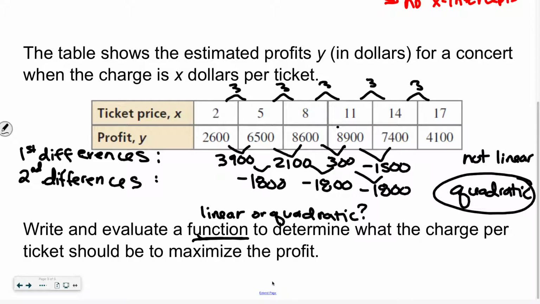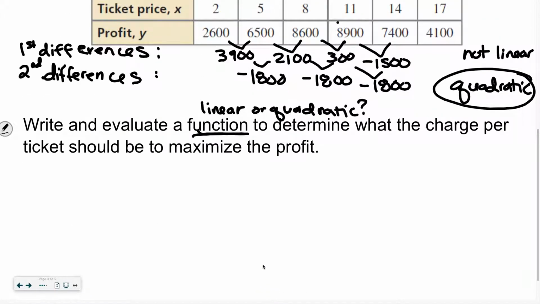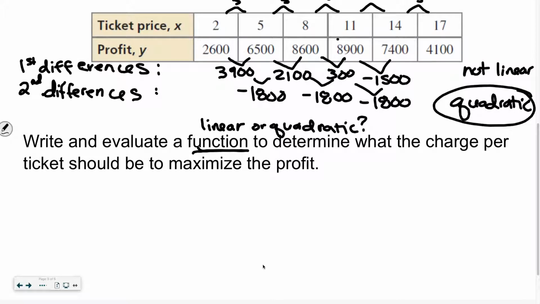Okay, so that means we're at this place where we have 3 points. Well, we have a lot more than 3. But we've got this table of values, and we don't have any x-intercepts and we don't have any vertices. So we're going to use the form y equals ax squared plus bx plus c.